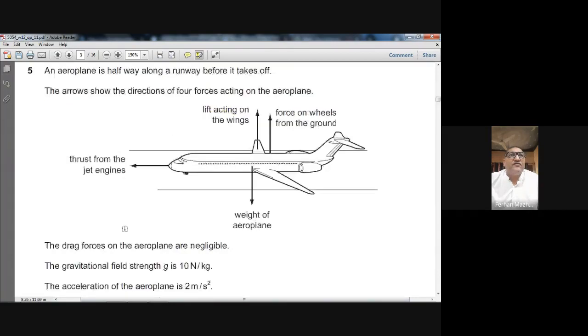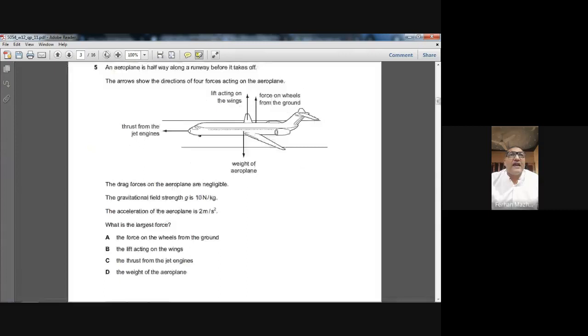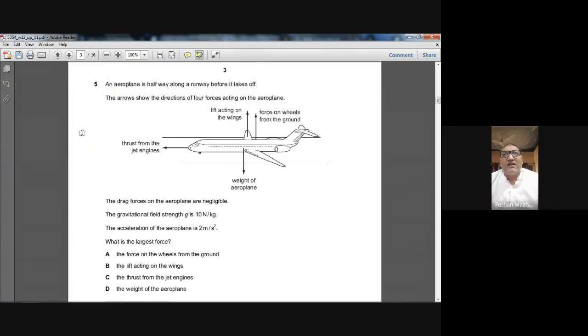Question number 5 is on your screen. An aeroplane is halfway along a runway before it takes off. The arrows show the direction of the 4 forces acting on the aeroplane. Lift acting on the wings will be in the upward direction. Force on the wheels from the ground, that is the reaction of the ground, will also be in the upward direction. Weight of the aeroplane will be downward, and the thrust from the jet engines will be in the forward direction. The drag forces on the aeroplane are negligible.